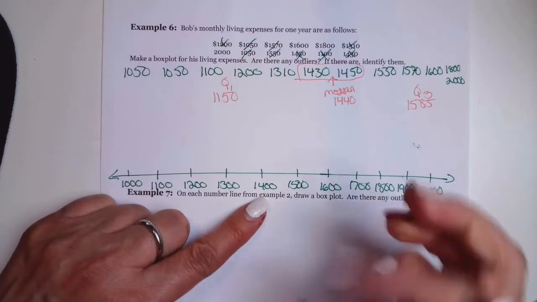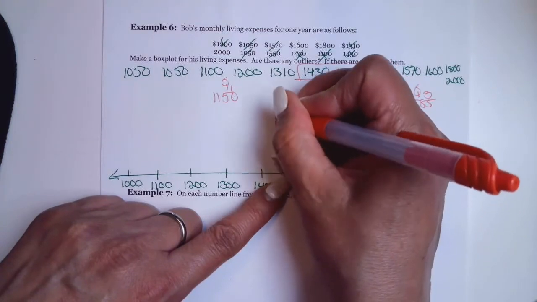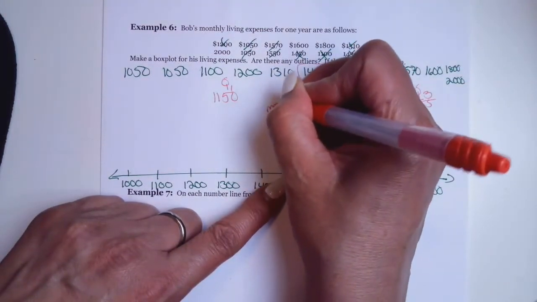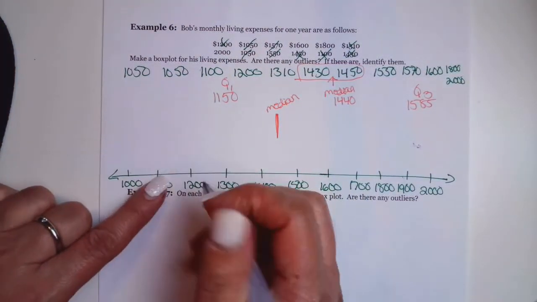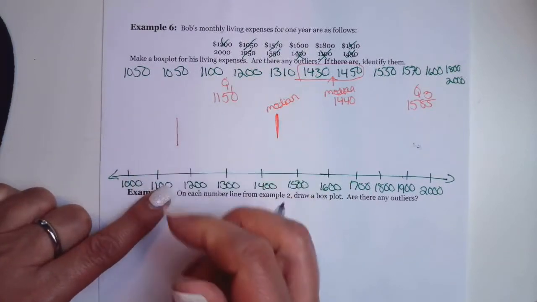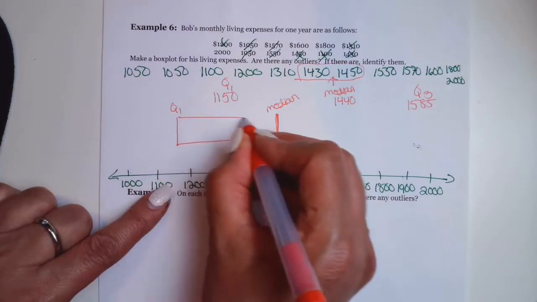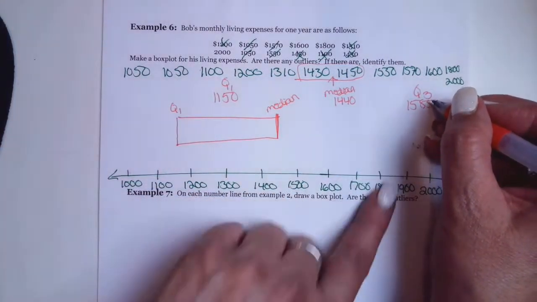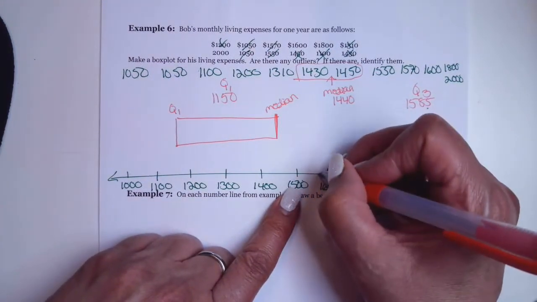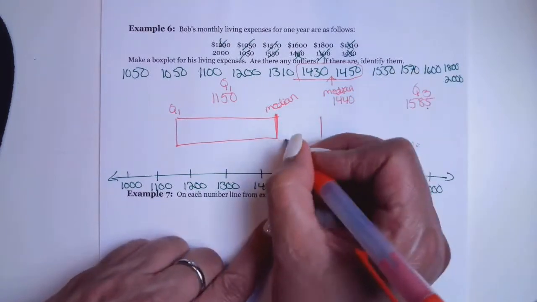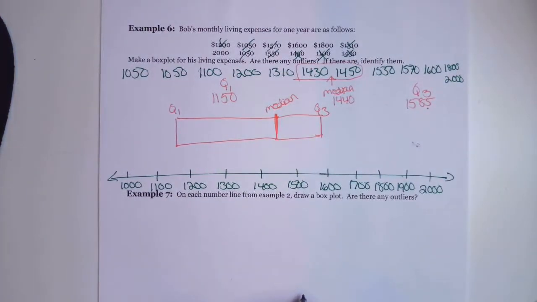Okay, so our median is 1,440. So that is somewhere right here. This is our median. First quartile is 1,150, so that would be right here. That's our Q1. Oops. Yeah, I should use a ruler here. Third quartile is 1,585, so that's about here. There you go. There's our box.